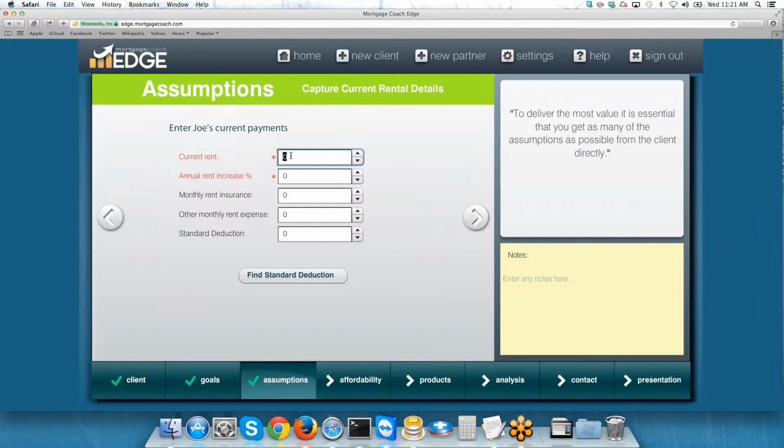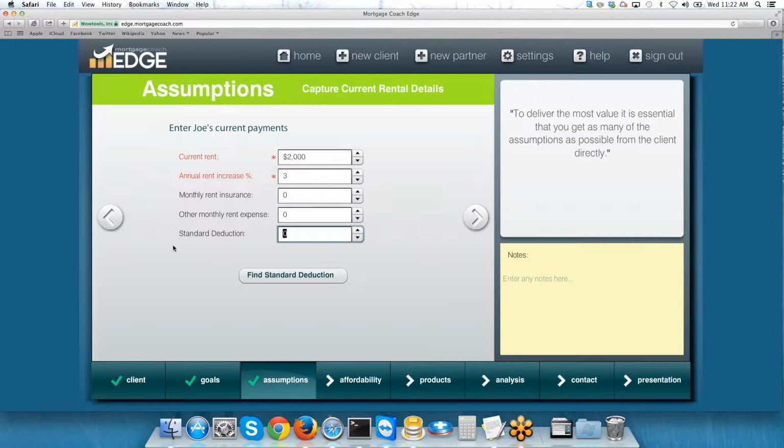Now, when we get to the rent category, we're going to be asked for their current amount of rent. Let's say they're paying $2,000 and the annual rent increase. Usually, I like to use the same rent increase as I do for the property appreciation. So when I get over to my analysis screen, I'm going to tag the property appreciation for 3%, just like the rent.